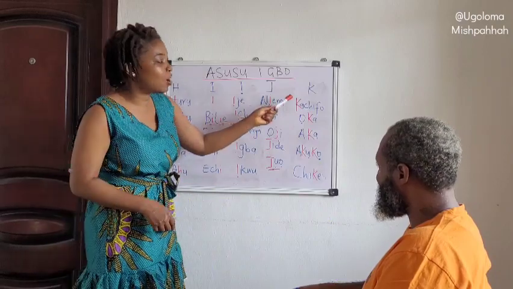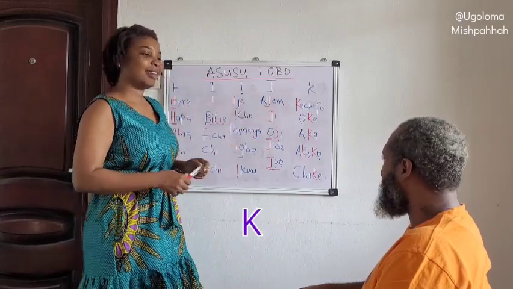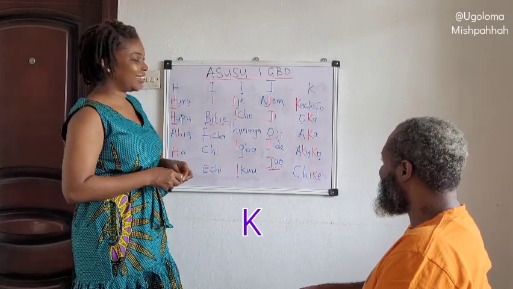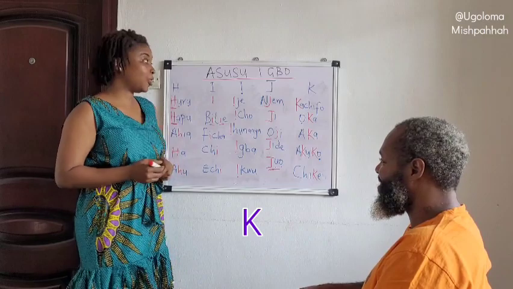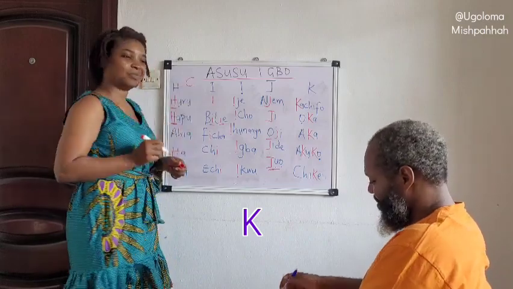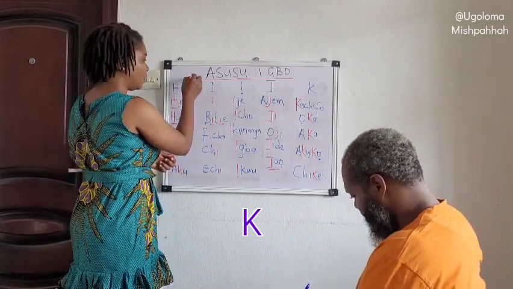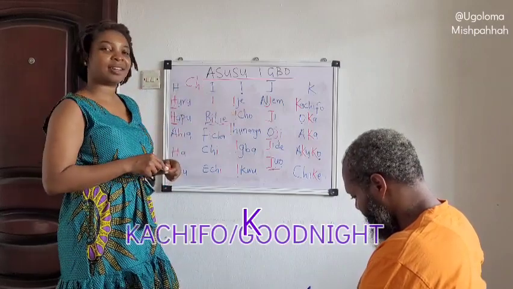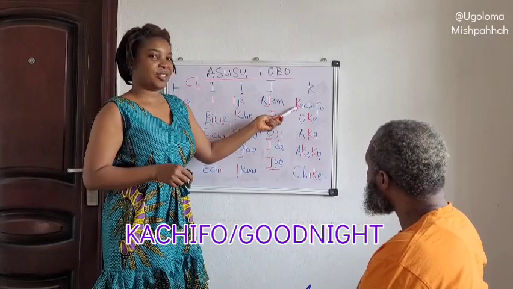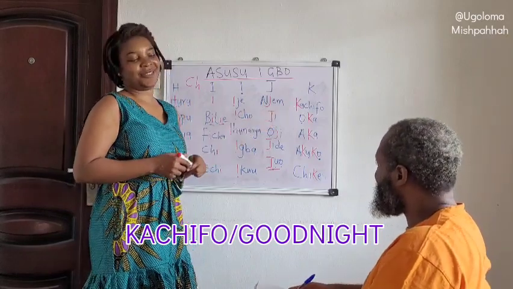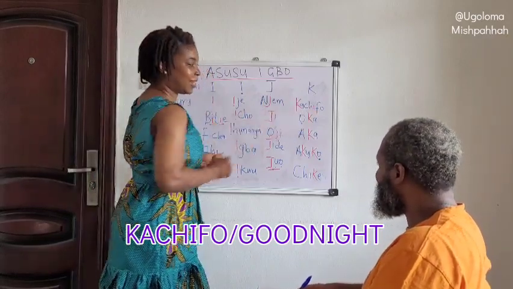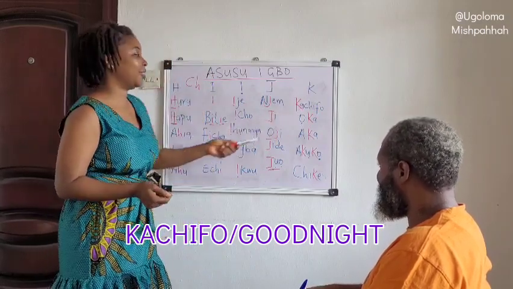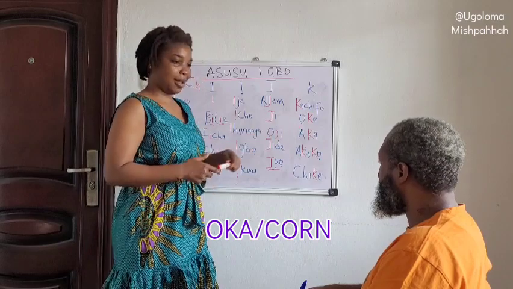Now the final one for today is K. In the Igbo language, we don't have anything like C, but we have a K, and we have a CH. So we have K. First one, Kachifo. Kachifo, you already know that because we studied it when we were studying Ha, right? So Kachifo means good night. Very good. Next one, Ọka.